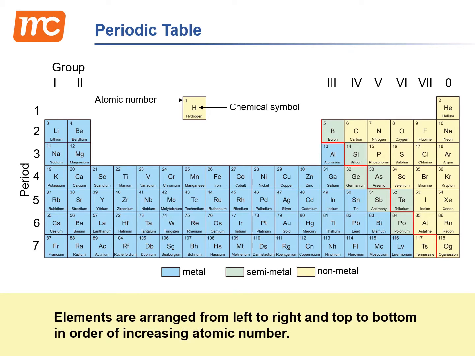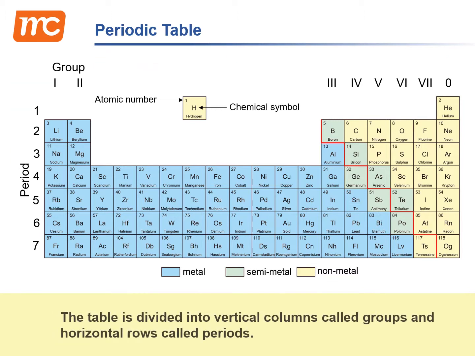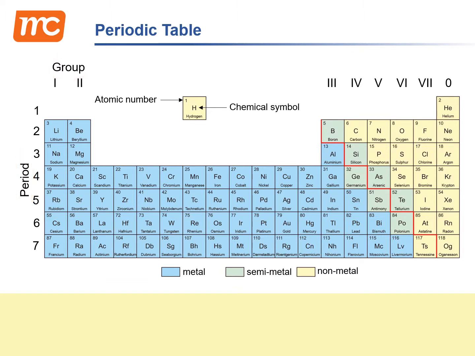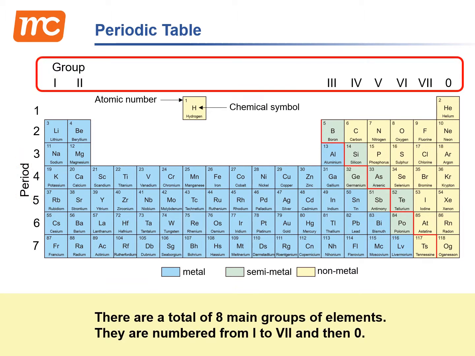Elements are arranged from left to right, and top to bottom in order of increasing atomic number. The table is divided into vertical columns called groups, and horizontal rows called periods. There are a total of 8 main groups of elements. They are numbered from 1 to 7 and then 0.